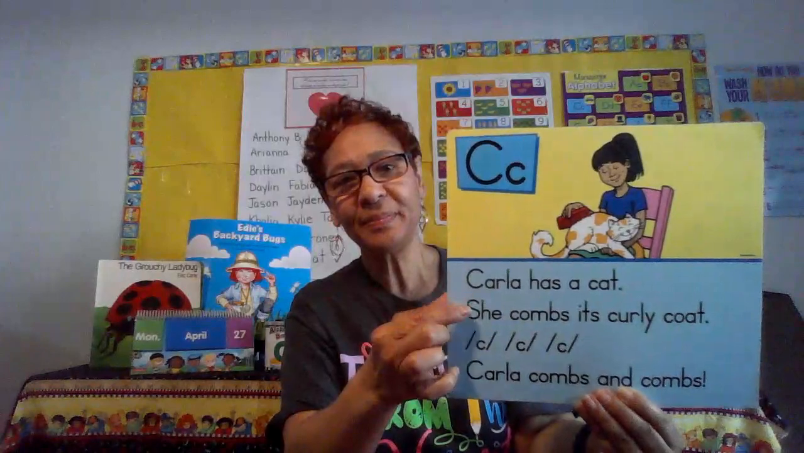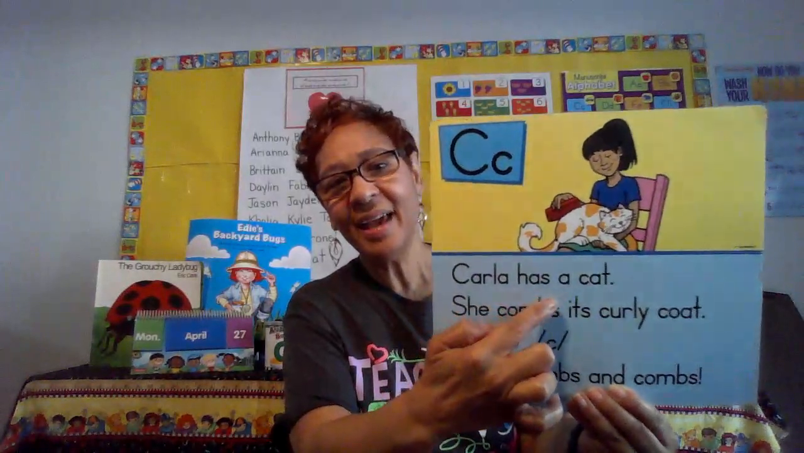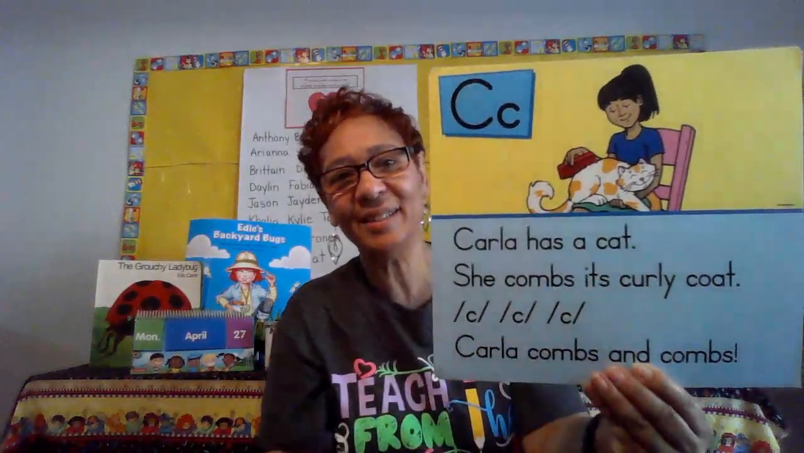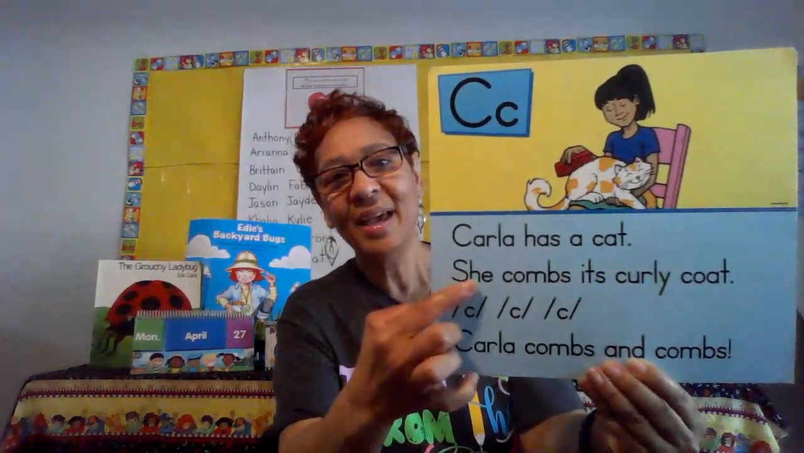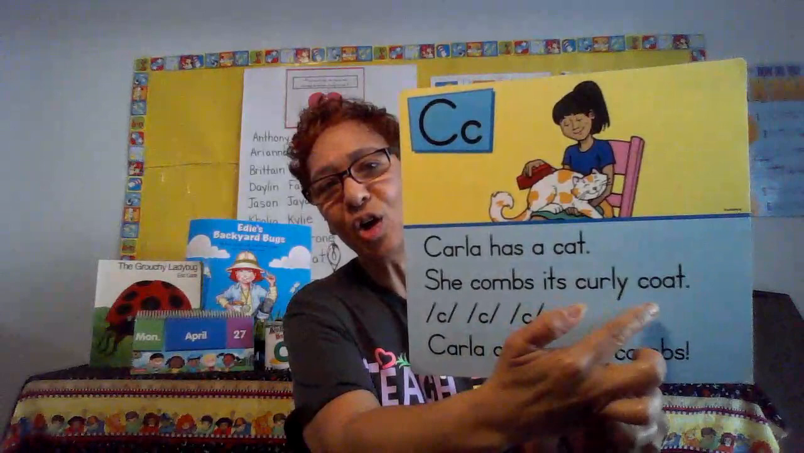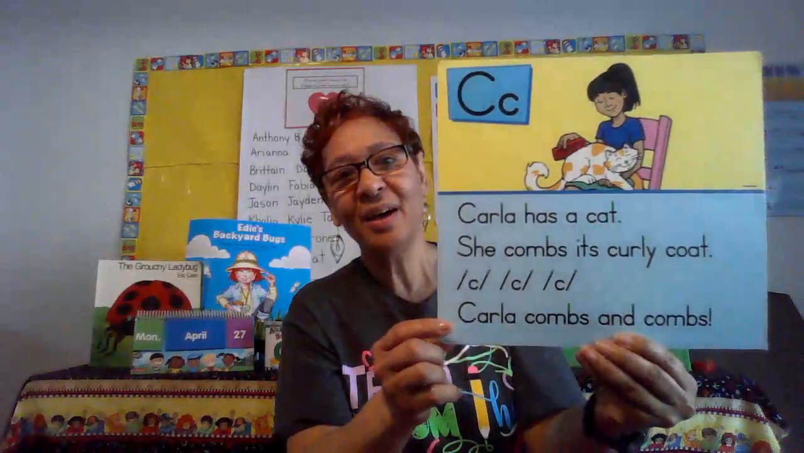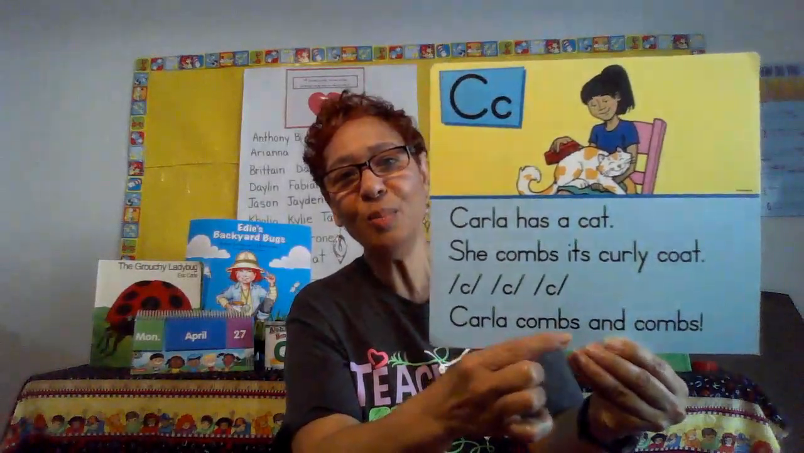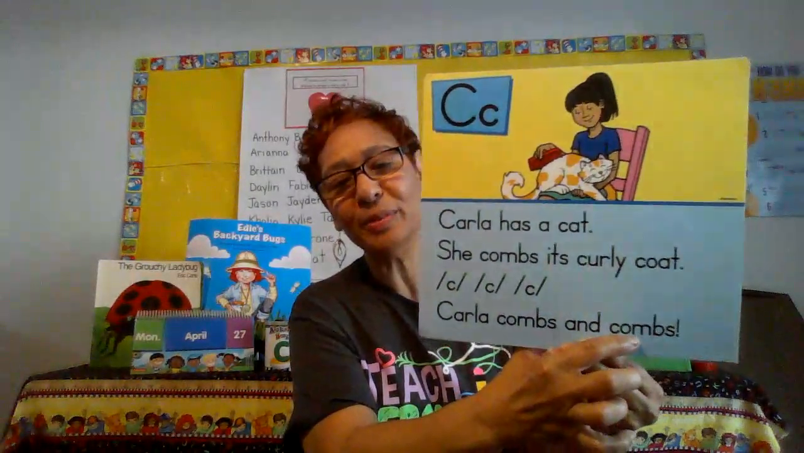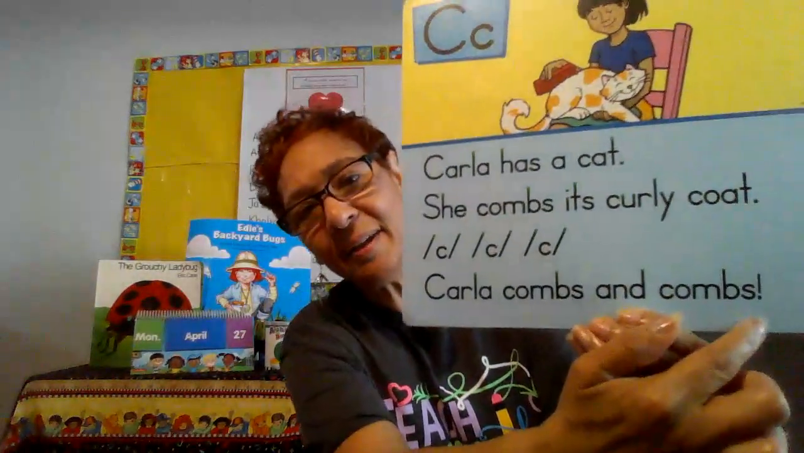Carla has a cat. She combs its curly coat. K, k, k. Carla combs and combs. Oh, look at that.